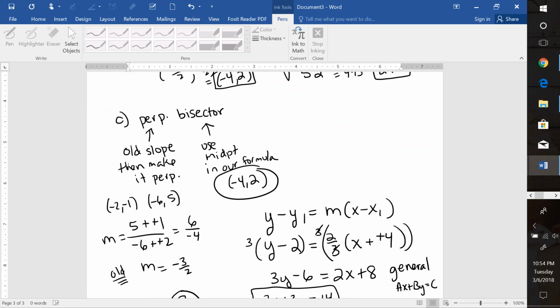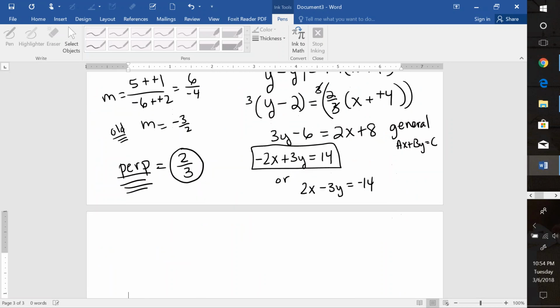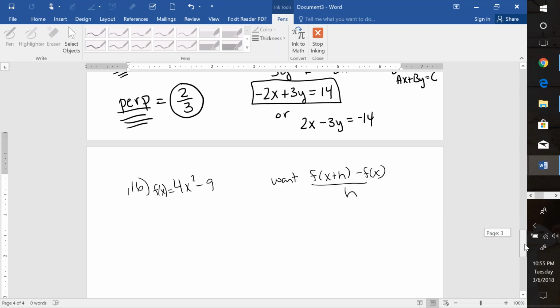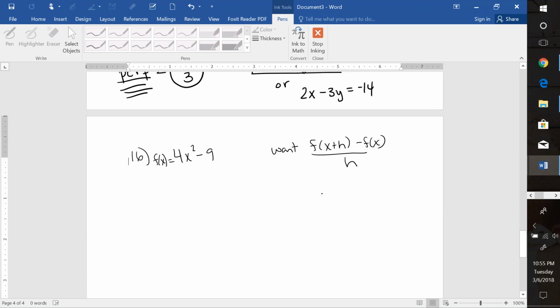So let's get down to the new page. So we're doing, I don't even remember what number this is, 16. 4x squared minus 9 is my function. And I want to do f of x plus h minus f of x all over h. So what's going on in this is that you're doing two different functions. You're working on f of x plus h, and you're doing negative f of x.